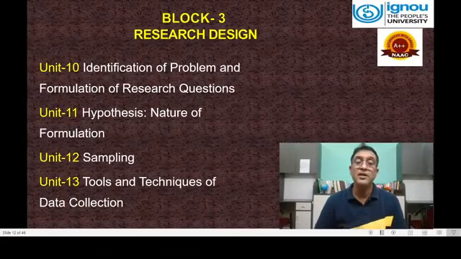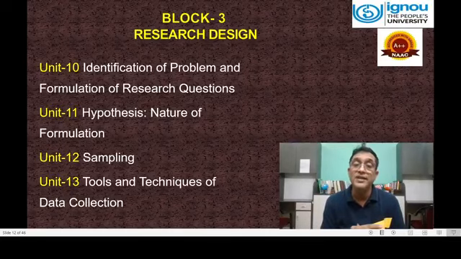So friends, as you know, under each block you will find a few units, either 4 or 5 units. So here under the third block, research design, 4 different units are there.